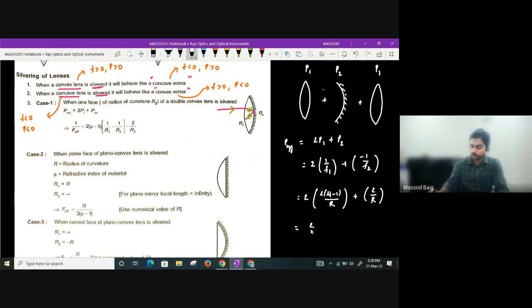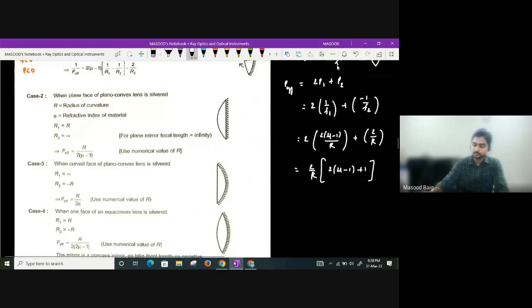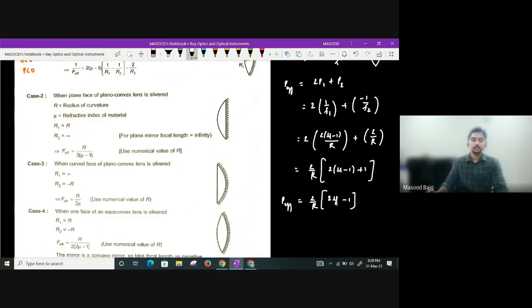So if you take 2 by r common, you will get 2 into mu minus 1 plus 1. So what will this become? How much is it becoming, guys? 2 by r into 2 mu minus 1, will I get or not? This is our effective power. Mu value is generally greater than 1, so effective power is positive. So whenever effective power is positive, guys, the system is going to behave as a concave mirror.